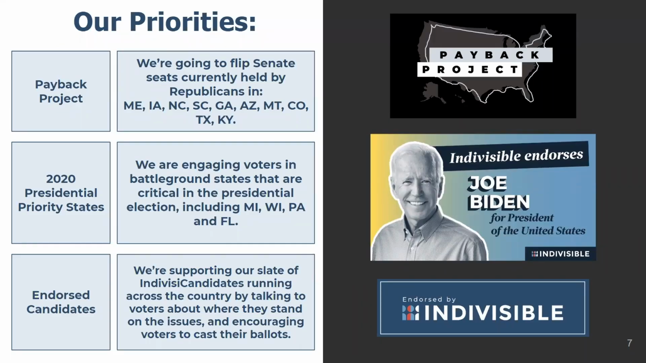We have 3 key priorities on where we are making calls this year. First, we are supporting the Indivisible PAYBACK project to flip Senate seats currently held by Republicans in Maine, Iowa, North Carolina, South Carolina, Georgia, Arizona, Montana, Colorado, Texas, and Kentucky.